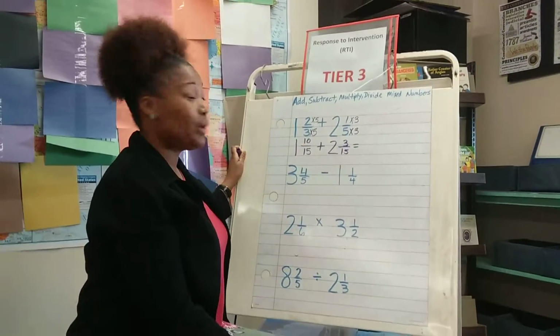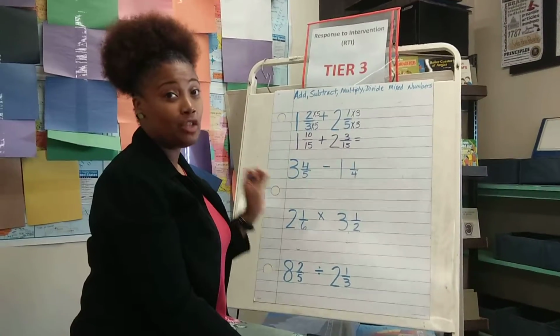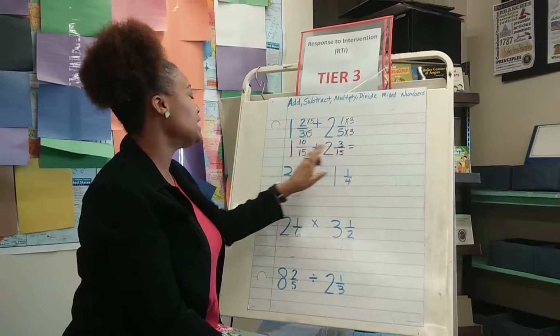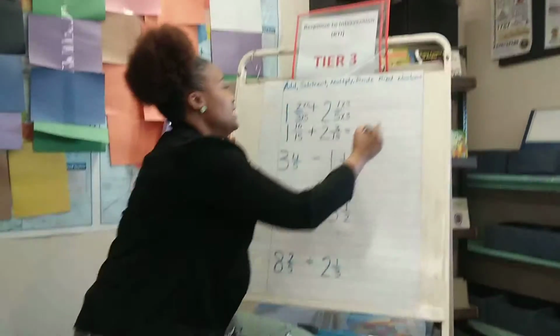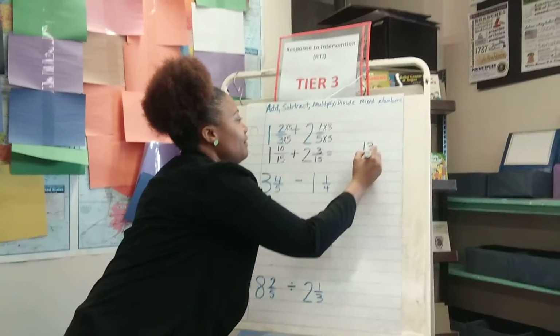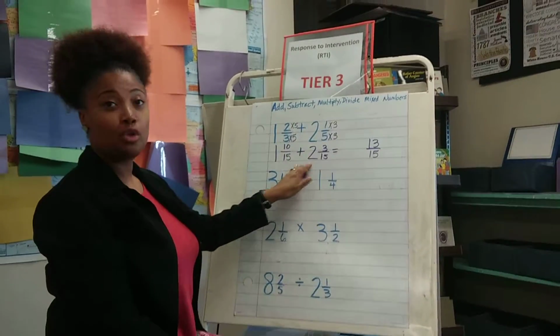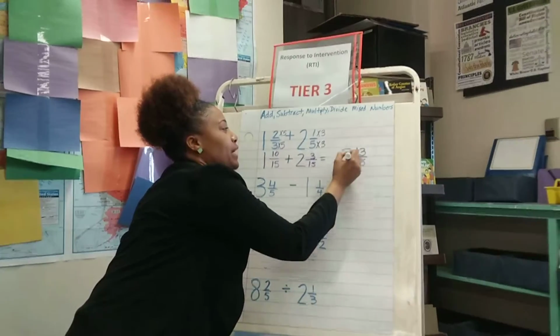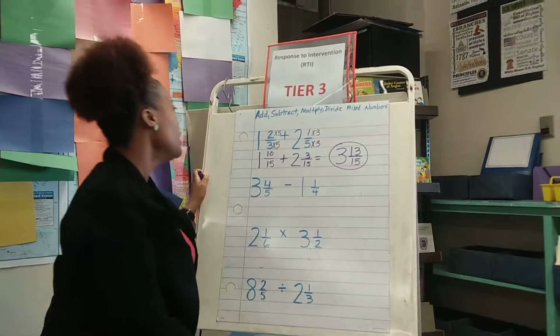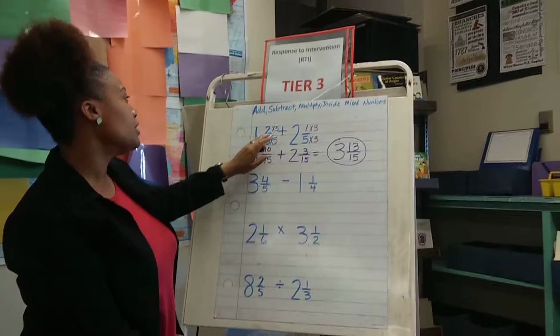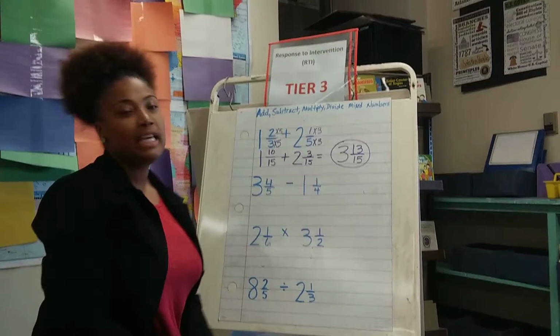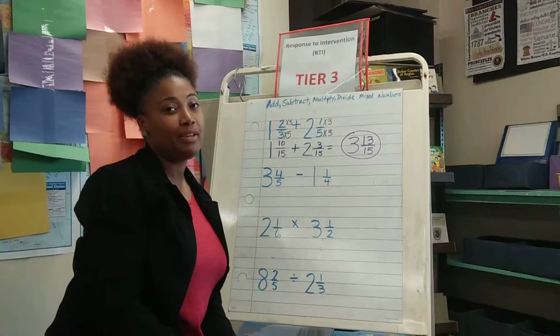Okay, I want to add the fractions first. So 10/15 plus 3/15 is 13/15. And 1 plus 2 is 3. So 1 2/3 plus 2 1/5 equals 3 13/15.